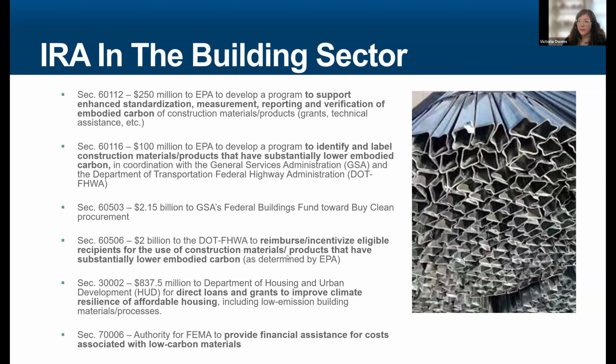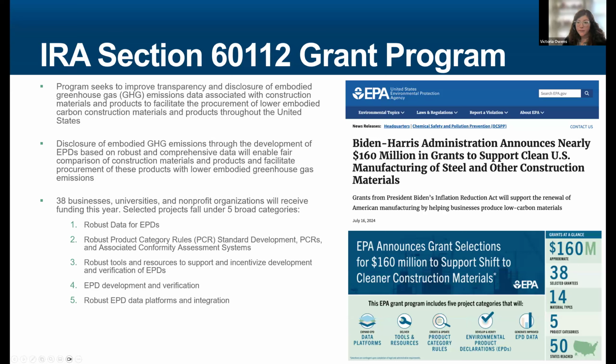So I'm going to dive in a little bit to that grant program, the first bullet on the last slide. So the IRA, there's over 70 different tax credits covered and up to about 300 billion set aside for new and modified tax incentives to fortify clean energy and energy efficiency investments. Specifically, the grant highlighted here is targeted on the disclosure of embodied greenhouse gas emissions through the development of EPDs.